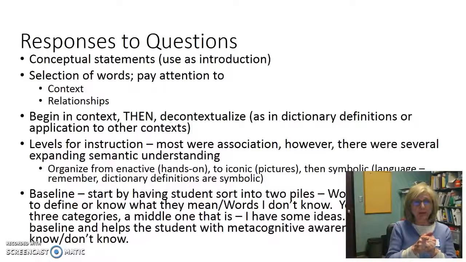I also talked about baseline, because I wanted to know what the students knew ahead of time. Here's an easy way to get some baseline and to help students understand, from a metacognitive perspective, what they know and don't know. If you have a set of cards or a set of words that you're using, have the students sort them into 1, 2, or 3 piles. If it's 2 piles of words: I know that word, I don't know that word. And have them sort into piles.